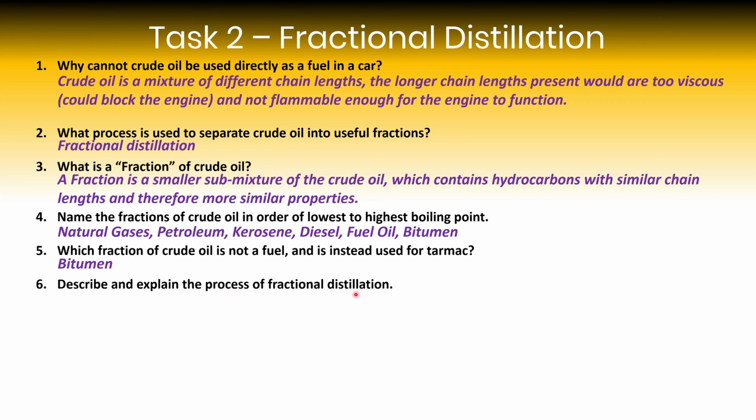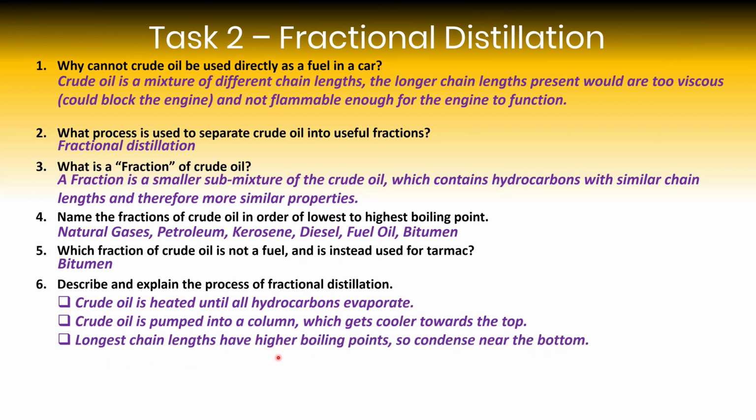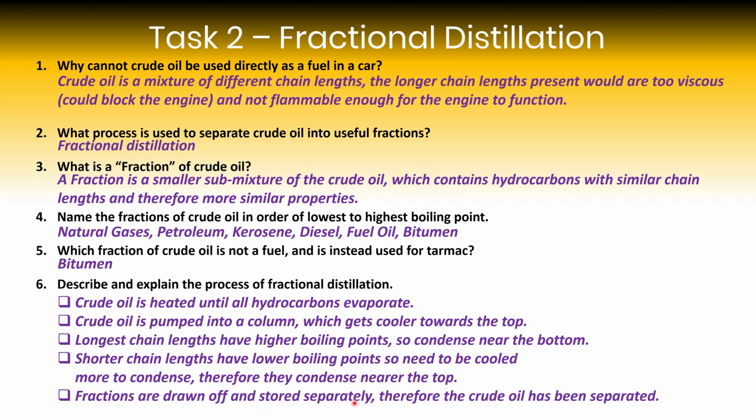And the fractional distillation process can be described and explained as follows. Crude oil is heated until all the hydrocarbons evaporate. Crude oil is pumped into a column, which gets cooler towards the top. The longest chain lengths have the highest boiling points, so condense near the bottom of the column. The shorter chain lengths have lower boiling points, so need to be cooled more to condense, therefore they condense nearer the top. And because the fractions are drawn off and stored separately, the crude oil has been separated. You do need to learn this description of fractional distillation, because it's regularly a 5 to 6 mark question which features in AQA examinations.